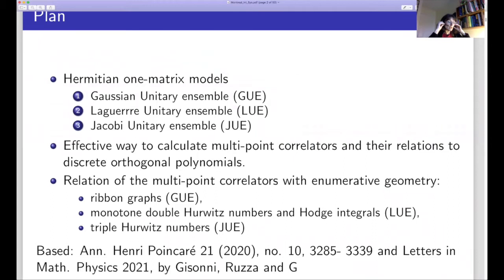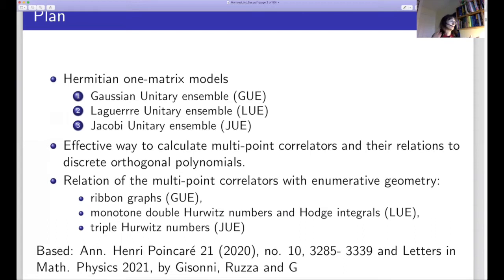I am going to talk about Hermitian matrix ensembles, and I am going to focus on the classical invariant ensembles, which are the Gaussian, the Laguerre, and the Jacobi unitary ensembles. In the first part of the talk, I want to explain a practical way to calculate multipoint correlators and their relation to discrete orthogonal polynomials. In the second part, I want to explain the relation of these multipoint correlators to enumerative geometry.